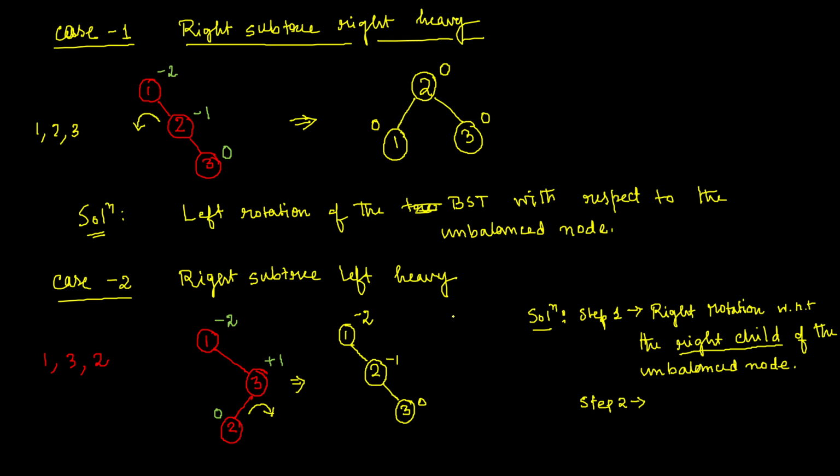But now the question is why I have done this step 1? Because we have converted the problem from case 2 to case 1. Now it will be easier to apply step 2. So step 2 will be nothing but the same solution that we had, that is left rotation of the BST with respect to the unbalanced node.